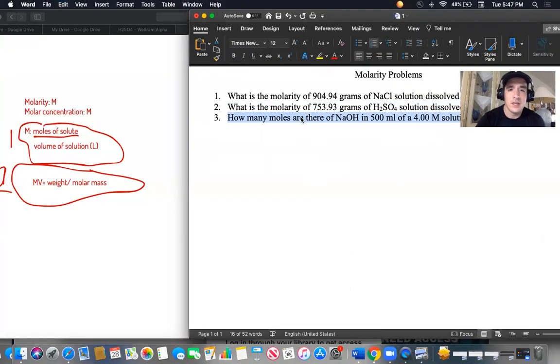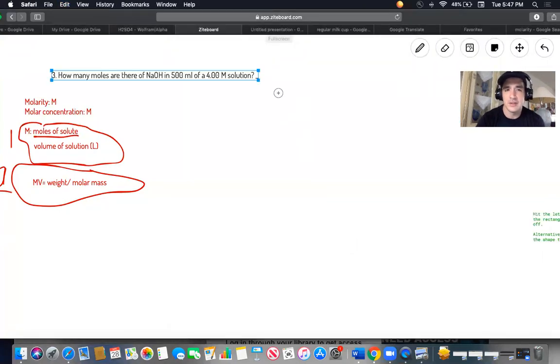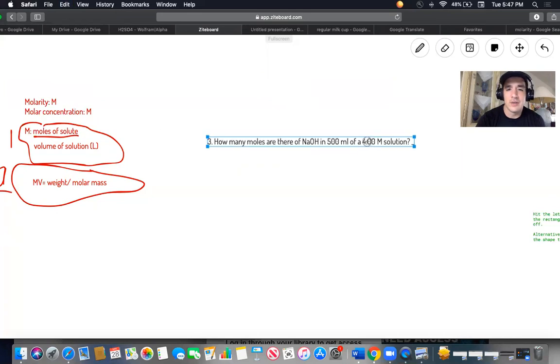This one's going to be a little bit more difficult. Actually, no, this one's a little bit easier, I think. How many moles of NaOH are there in 500 milliliters of a 4.00 molar solution? So we are looking for moles. That's going to be my ending point. It gives us volume, and it also gives us molarity. Do I have moles? So I'm probably going to use equation 1 here.